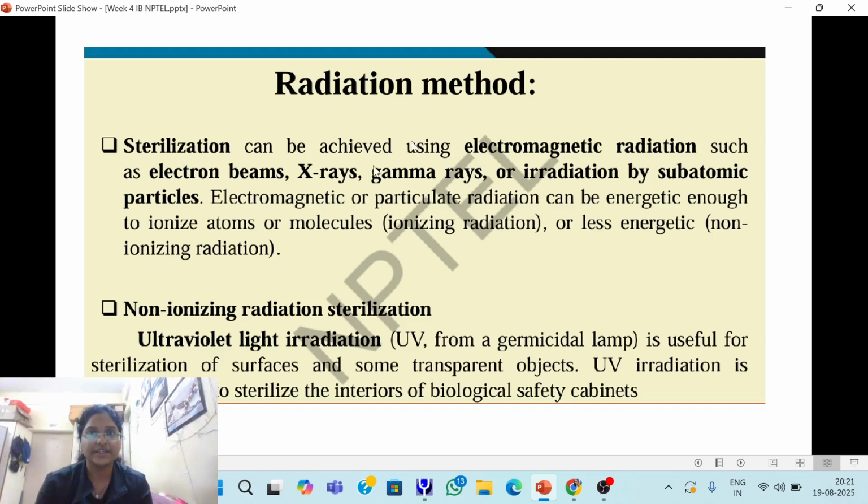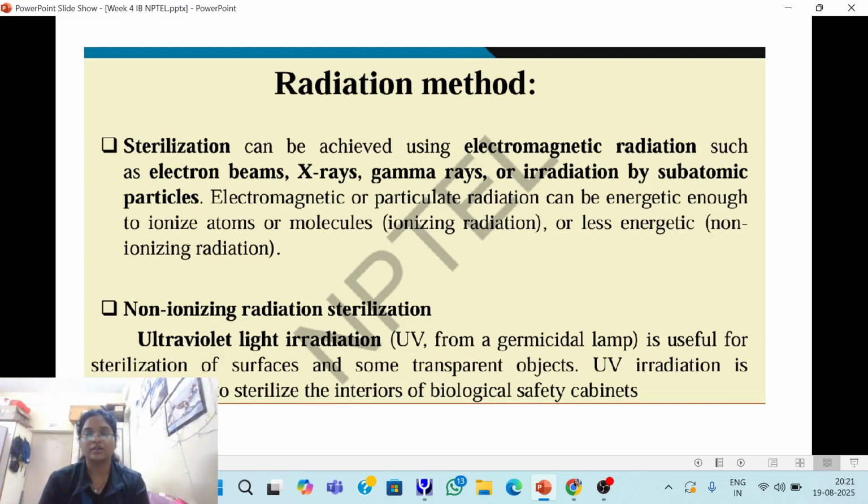So here you can see radiation methods. Sterilization can be achieved using electromagnetic radiation such as electron beams, X-rays, gamma rays or irradiation by subatomic particles. Electromagnetic or particulate radiation can be energetic enough to ionize atoms. So these are ionizing radiations. The only non-ionizing radiation is UV light irradiation, which is useful for sterilization of surfaces and some transparent objects. UV radiation is routinely used to sterilize the interior of biological safety cabinets.